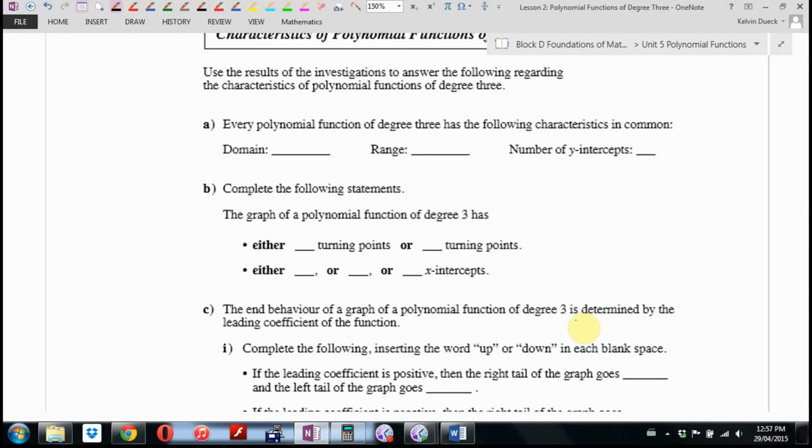What can we generalize? All together now, everybody. For every cubic, what's the domain? And for every cubic, what's the range altogether? And for every cubic, how many y-intercepts? 1, and it's going to be the constant term. And if there is no constant term, it's a 0.